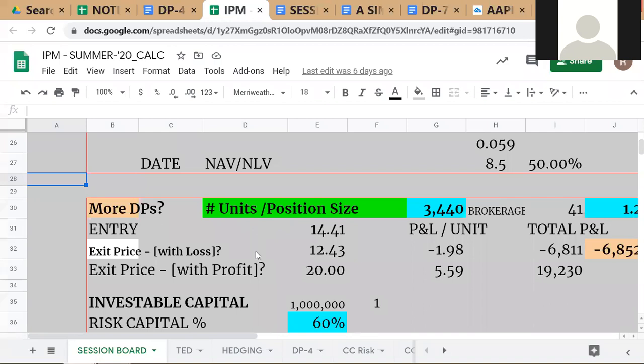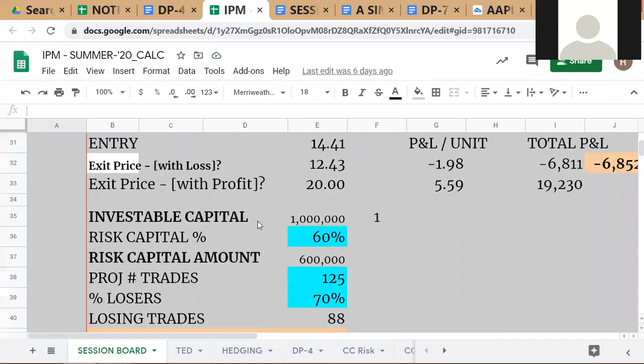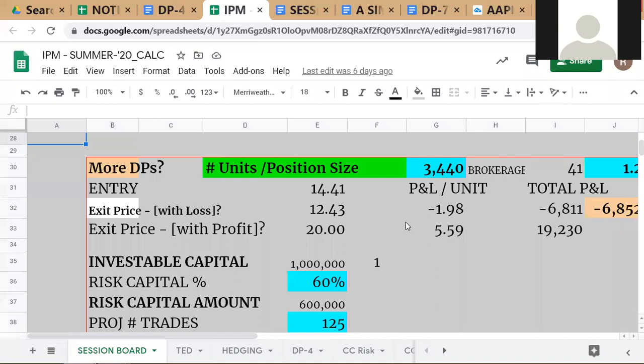So if you remember, we had already done this, a little bit. We had already told you the way you would derive position size.